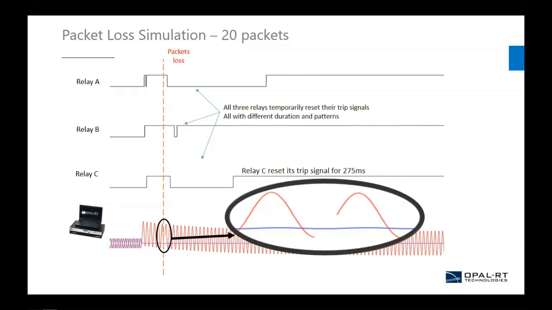There is no good or bad result there. We are just showing that they behave differently. Note, though, that the relay C reset its trip signal for 275 milliseconds.